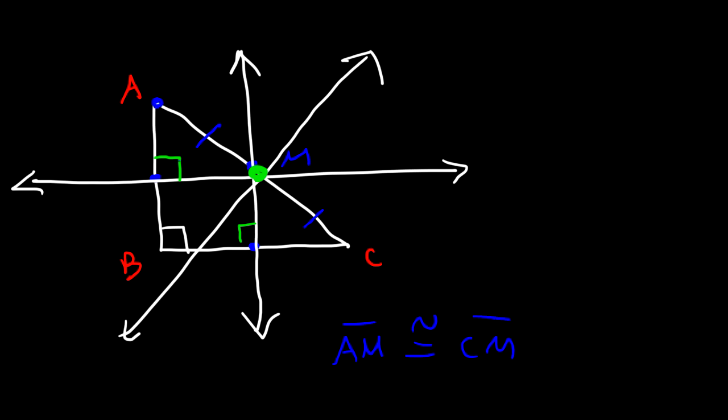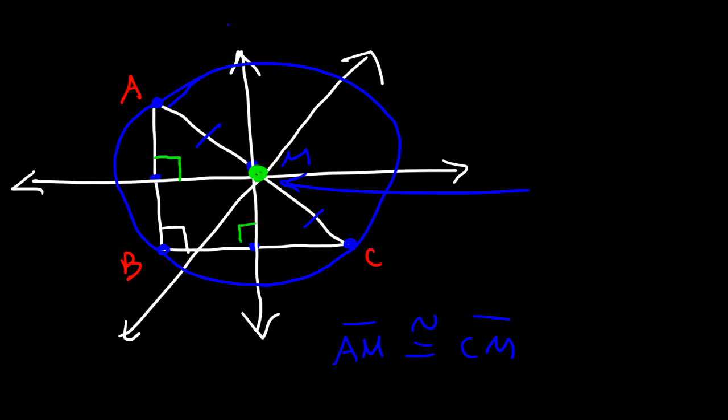Now let's draw the circle that passes through all 3 points. Let me start with point A. As you can see, the circumcenter is in the midpoint of the circle. It's at the center of the circle that we just drew.